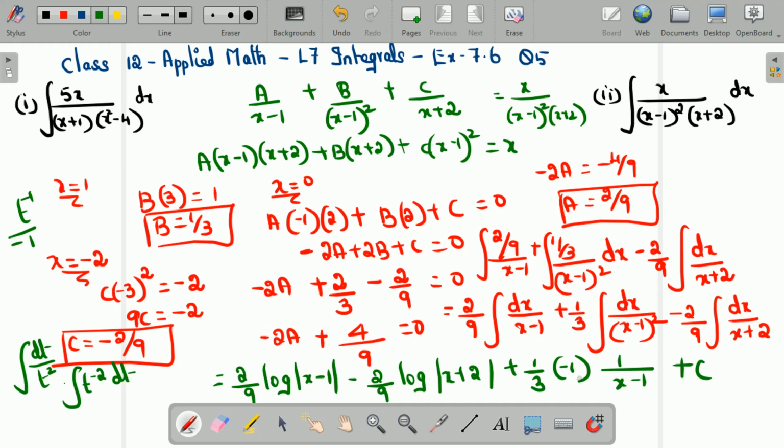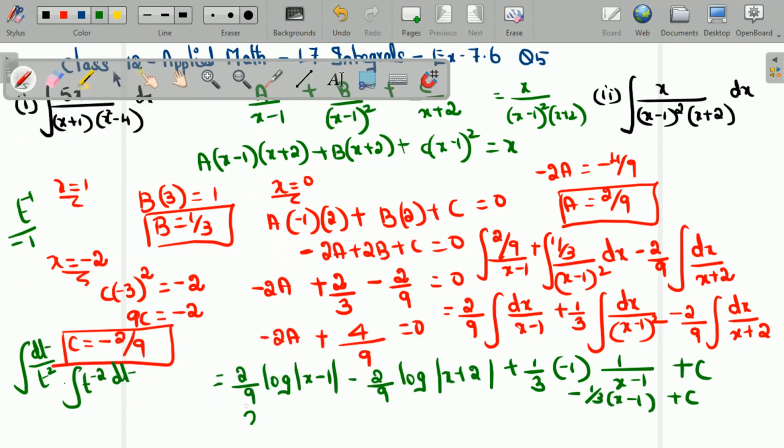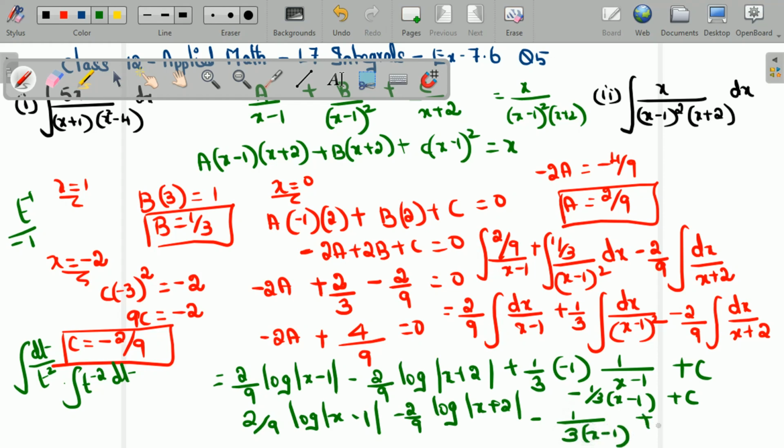In the next step, I can bring this minus sign here. So this answer will become minus 1 by 3 into (x minus 1) plus c. All the other terms will remain as such. So 2 by 9 log of x minus 1 minus 2 by 9 log of x plus 2. But however, there is a minus 1 by, I can write this as minus 1 by 3 into (x minus 1) plus c. So this will be the final answer for the second subdivision.